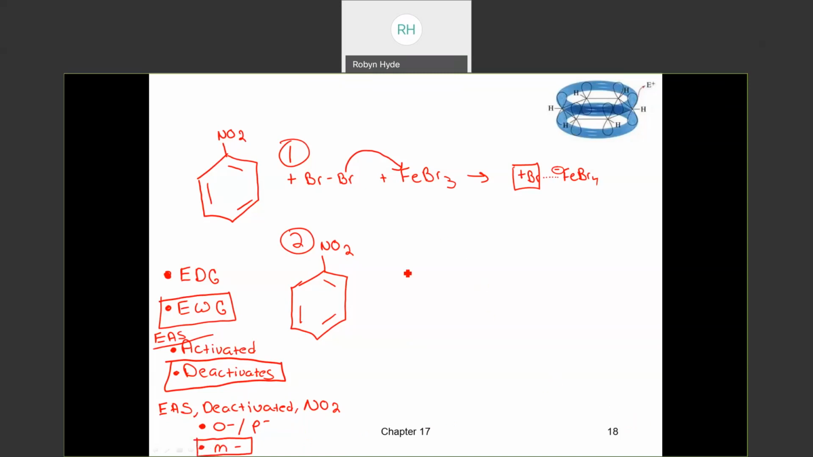So now let's go ahead and draw that meta chemistry. I have my good electrophile. I take this distant pi bond. I add to the bromine.